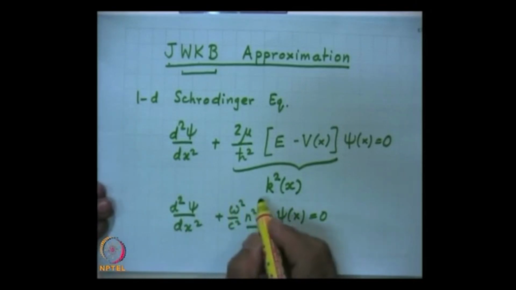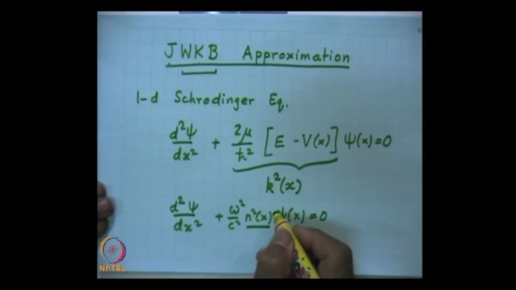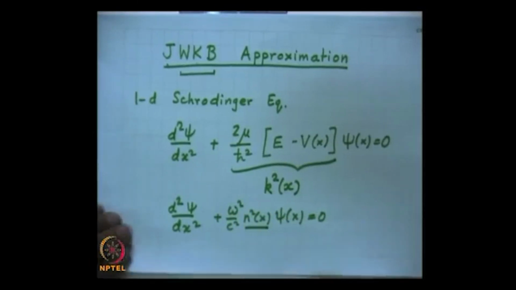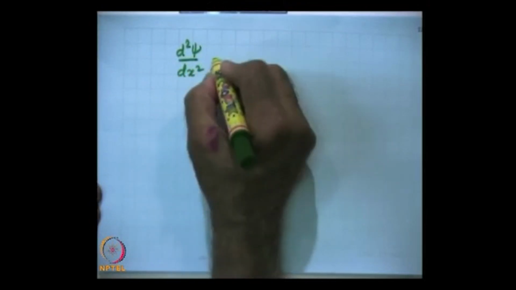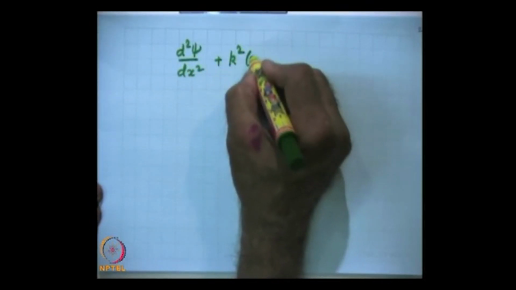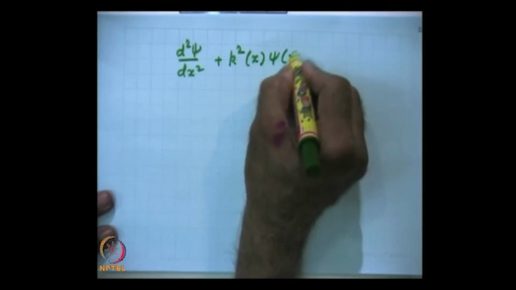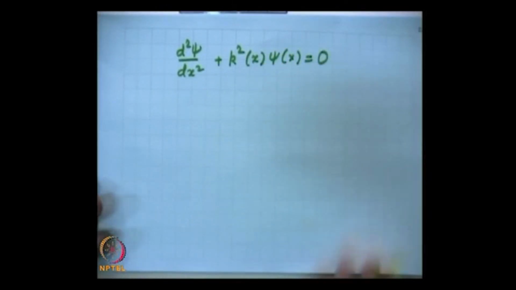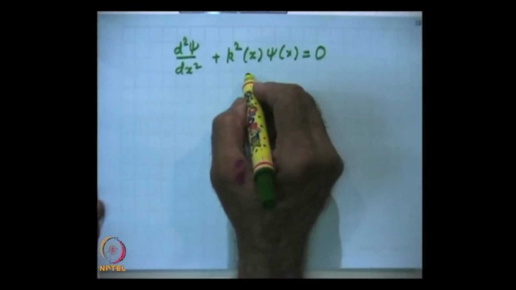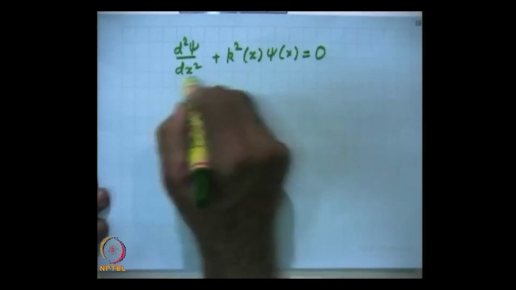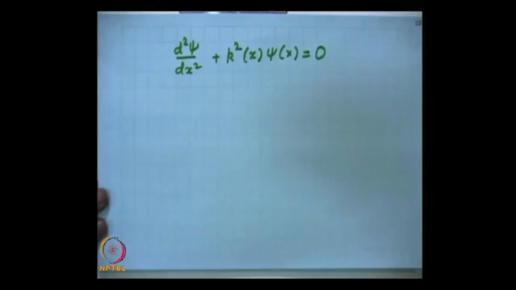So, in many problems, even in waveguide theory, you have an equation of the form d2 psi by dx square plus k square of x psi of x is equal to 0. Now, the WKB, the JWKB approximation gives us an approximate solution of this equation when k square of x does not vary too much.